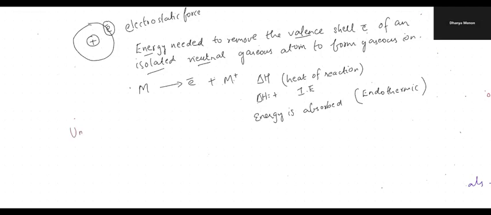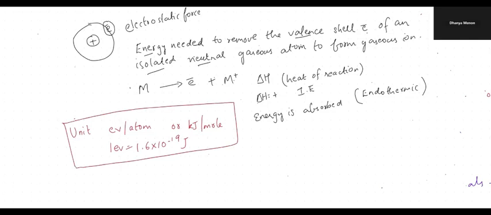Okay, now coming to the unit, which is important. Unit is electron volt per atom or kilojoules per mole. Okay, it's an energy term. And in order to convert the electron volt to joules, you have 1 electron volt is equal to 1.6 times 10 raised to minus 19 joules. Okay, so this is how you convert electron volt to joules. So this is very important.